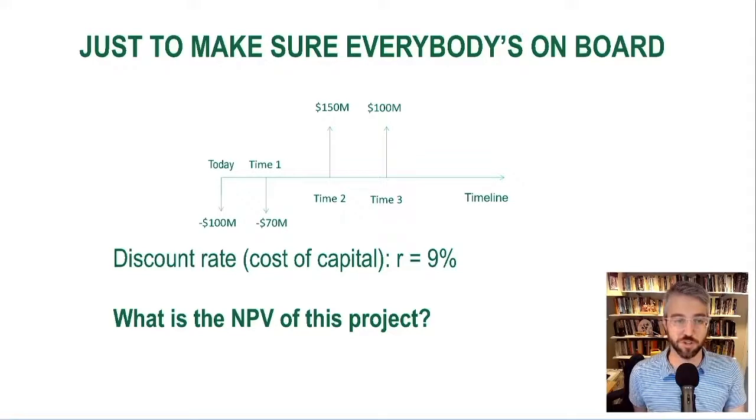So the cash flows associated with this project are negative $100 million in the first year, negative $70 million 1 year from now. So sorry, negative 100 in year 0, negative 70 1 year from now.